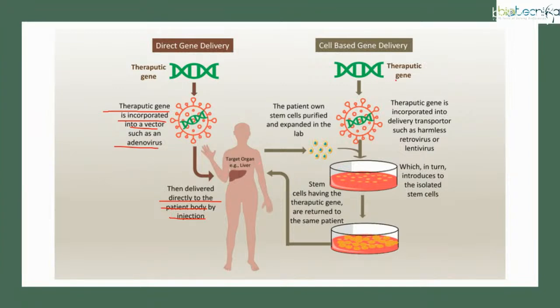Cell-based gene delivery means we have the therapeutic gene incorporated into a vector, which will be a harmless virus like retrovirus and lentivirus. Meanwhile, we have isolated the stem cells and are growing them in the lab. Now, this vector will be introduced into the stem cells. Together, they will be multiplied and then reintroduced back to the patient. That is what we call a cell-based gene delivery system. Okay. So, both are successful. Of course, they have their own set of pros and cons.